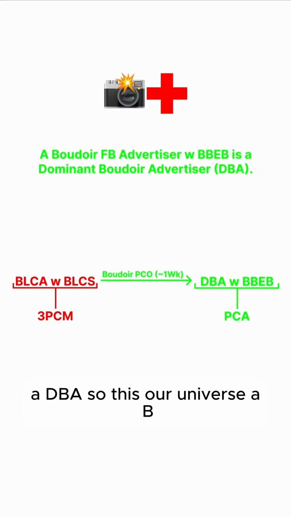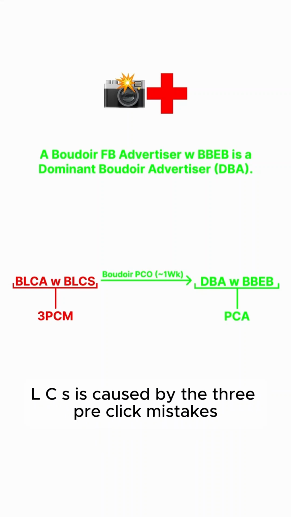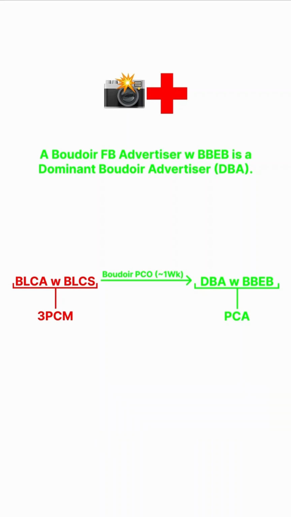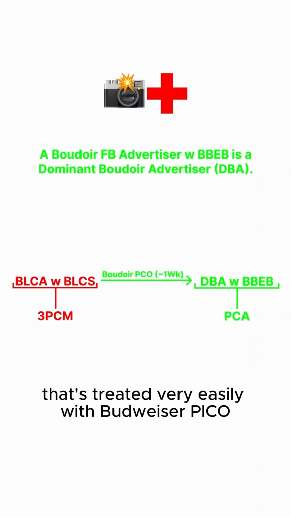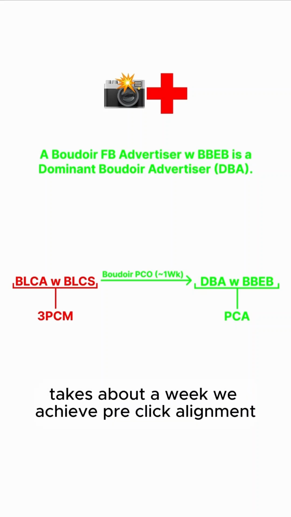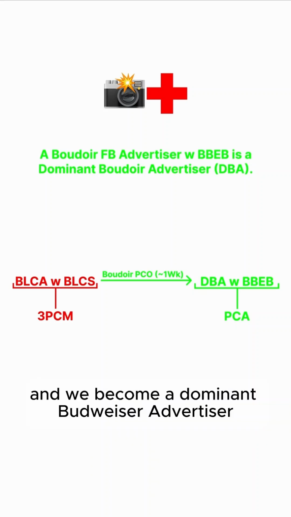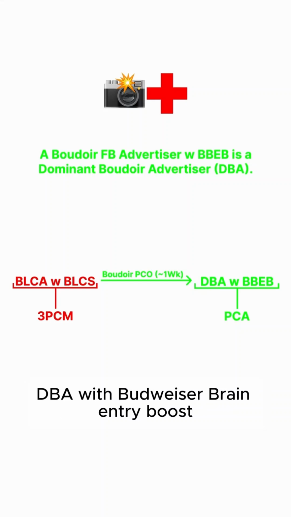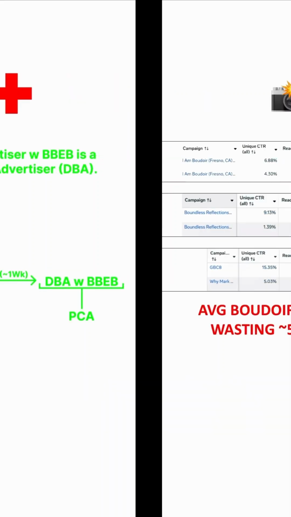So, this is our universe. A BLCA with BLCS is caused by the 3 pre-click mistakes. That's fine. That's treated very easily with Boudoir Pico. It takes about a week. We achieve pre-click alignment, and we become a dominant Boudoir advertiser, a DBA, with Boudoir brain entry boost.